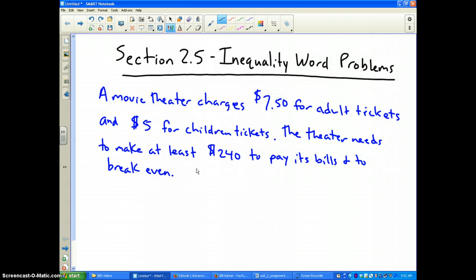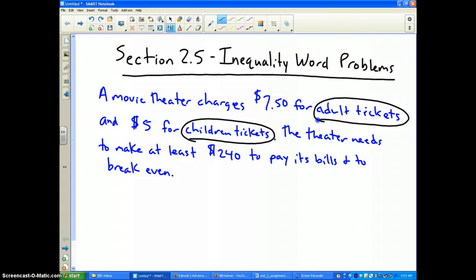Now, the first thing that I always recommend that we do is to figure out our variables. And what don't we know in this problem? Well, obviously, it's how many adult tickets we have to sell. We don't know that. That can change from day to day. And the other one is how many children's tickets we need to sell. Those are the two variables in this particular problem. So let's choose x to be the number of adult tickets, and we'll choose y to be the number of children's tickets.